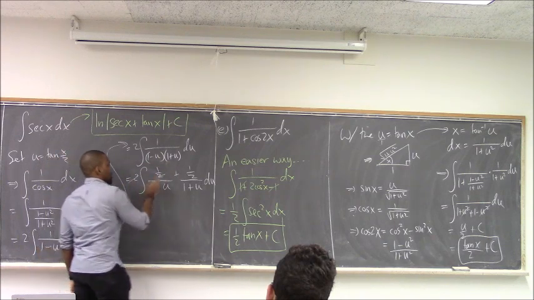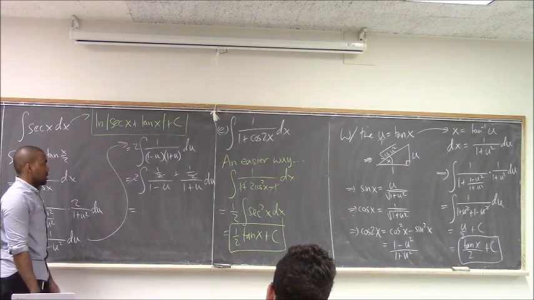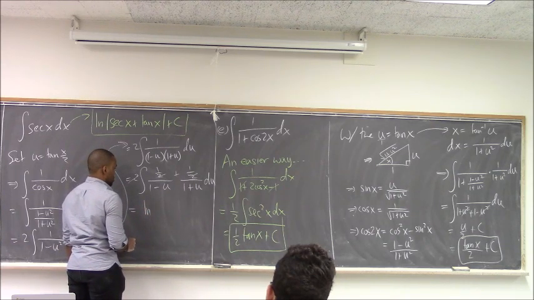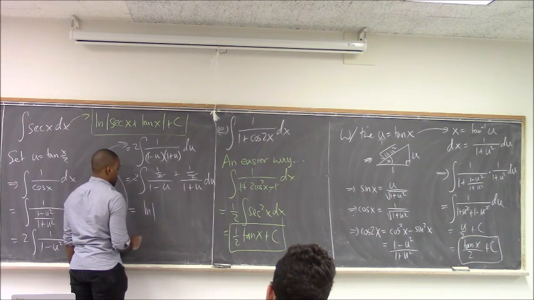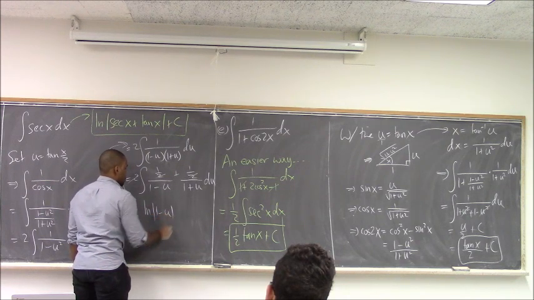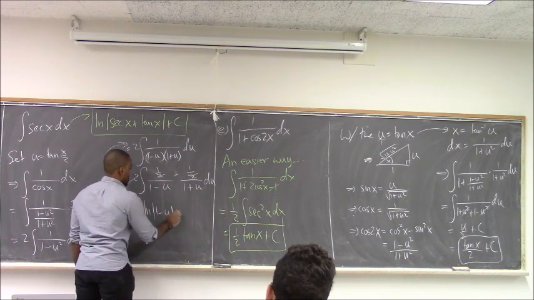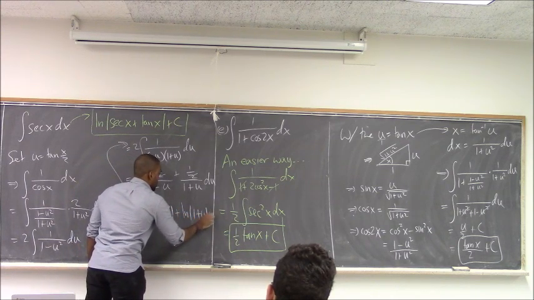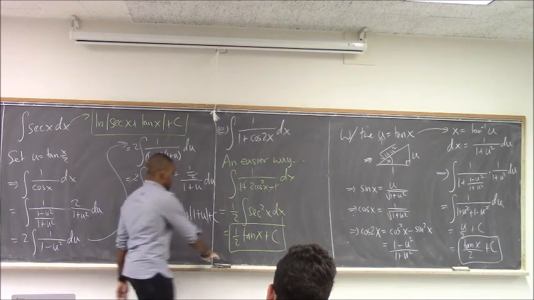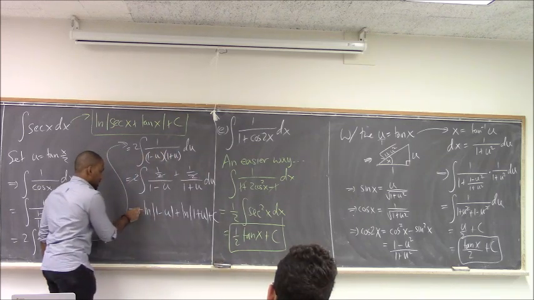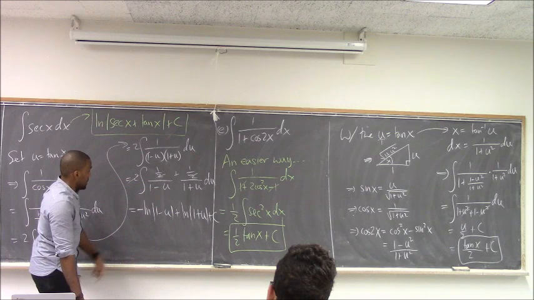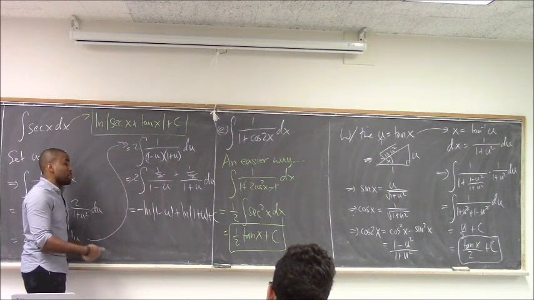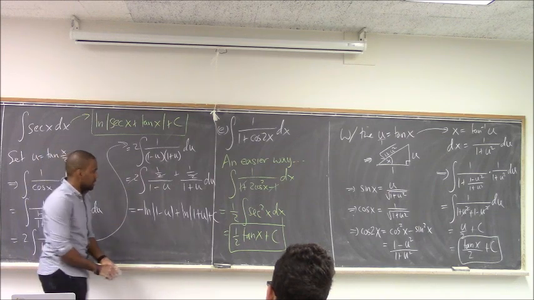Right, these guys are all there. ln of the absolute value of 1 minus u, absolute value of 1 plus u, 2. No, something is off. Negative in front of this because of the negative in front of that, which technically you have to do a substitution to do. t equals 1 minus u. Your dt is going to be minus du. That's where that minus sign is going to come from.